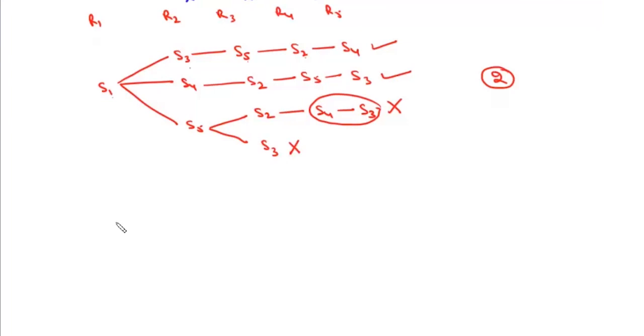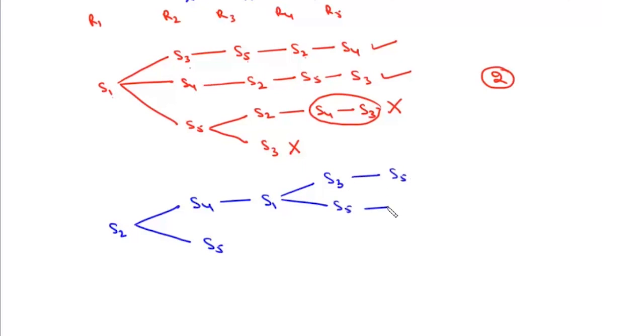Now if we look at the second case, when S2 takes R1. If S2 takes R1, then there are 2 possible options: either it can be S4 or it can be S5. Now if it is S4 here, S4 cannot have S3 or S5. So that means the next one has to be S1. And if it is S1, here it could be either S3 or S5. And if it is S3 here, we'll have S5, and here we'll have S3. So we have 2 cases here.